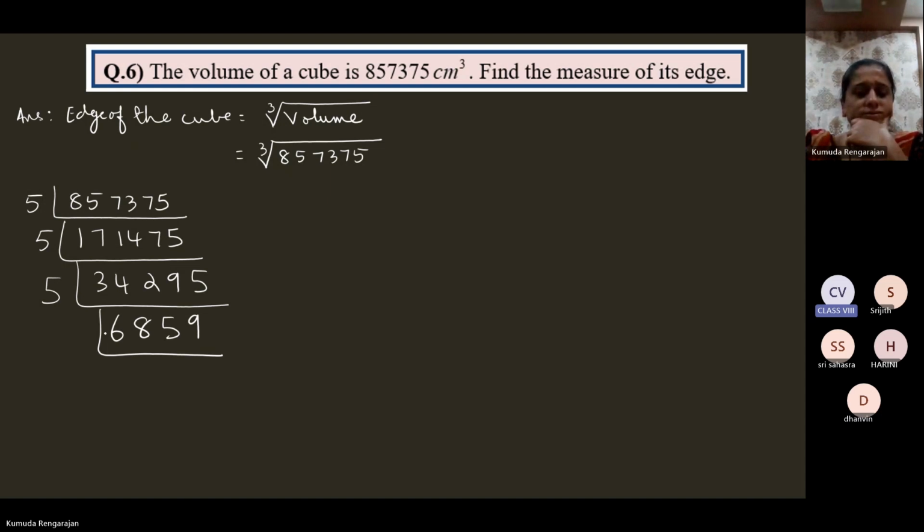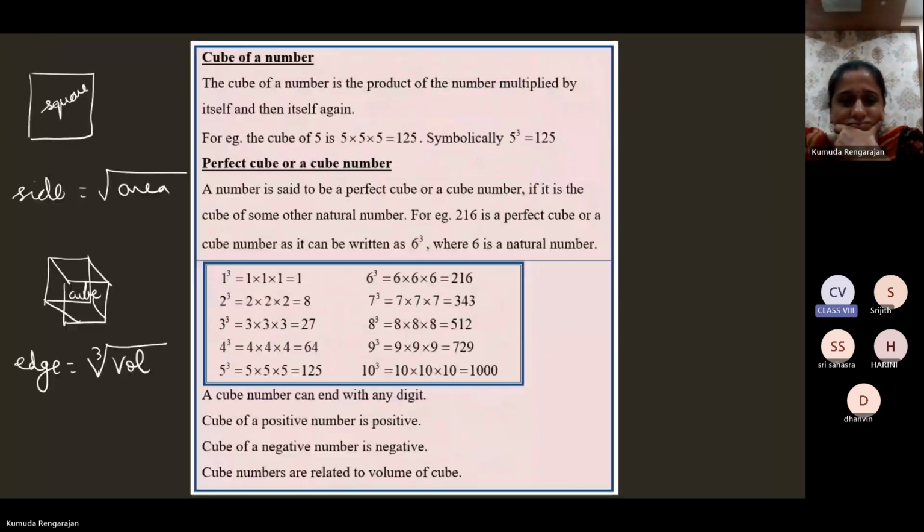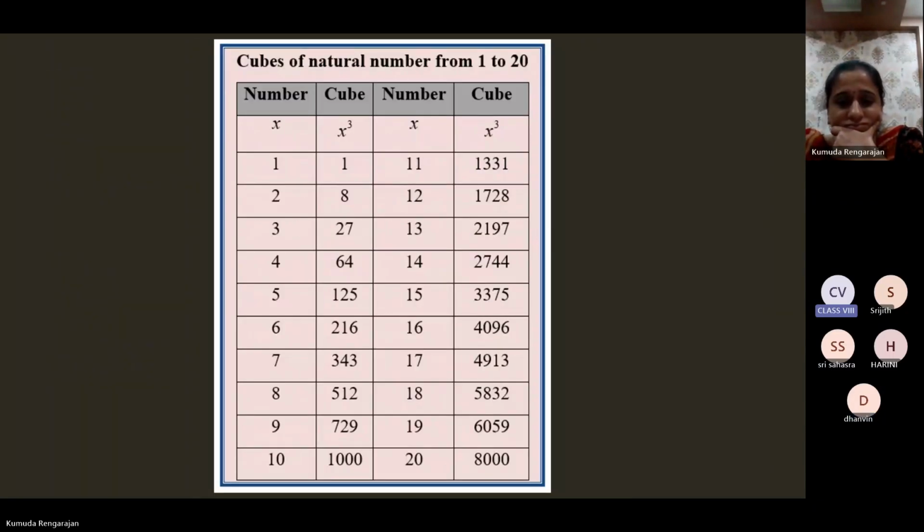Ma'am, after this, I'm not getting any number, ma'am. Till 13 I tried, ma'am. After that I tried. Ma'am, I think it will go in 3 table. No, ma'am, it does not go with 3 table. Test of divisibility did you do? Okay, then that means it's 6859 only, 19 times.